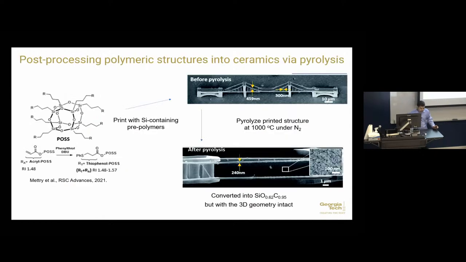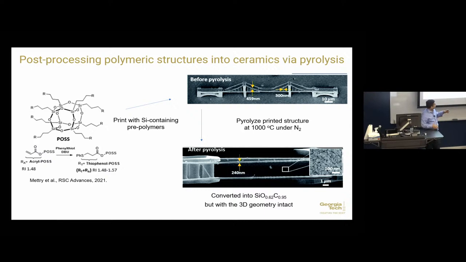We also did it for printing of ceramics, which is the next technique. You add some functionality into the photoresist, and then you post-process it in a way that you remove some components of the printed material.